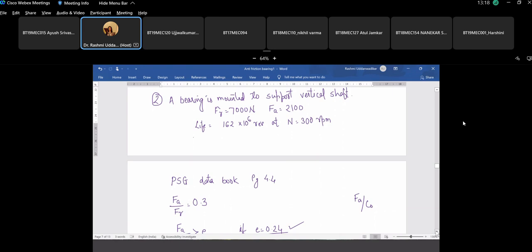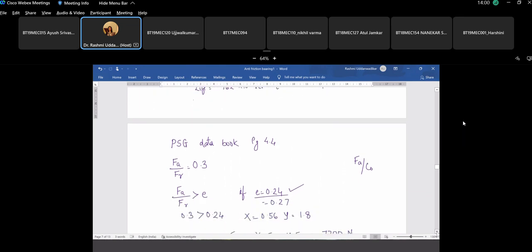And we know that the ratio of FA by FR as given is 2100 by 7000, which comes out to be 0.3. Now we have to select some value of E from the range 0.22 to 0.44. We have no idea what is the value for E here, but we are tentatively assuming some value of E. Say value of E we assume for this problem is 0.24. You could have assumed 0.37, 0.22, 0.31, anything. But because we have to start from somewhere, we assume this value of E and then we are going to check.